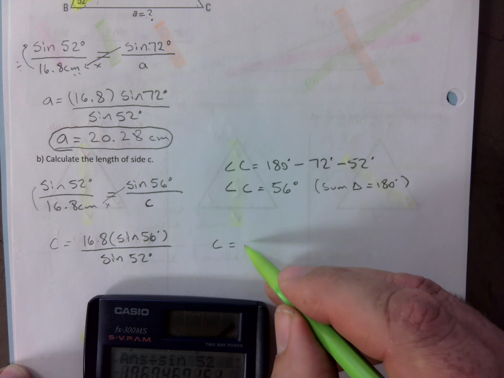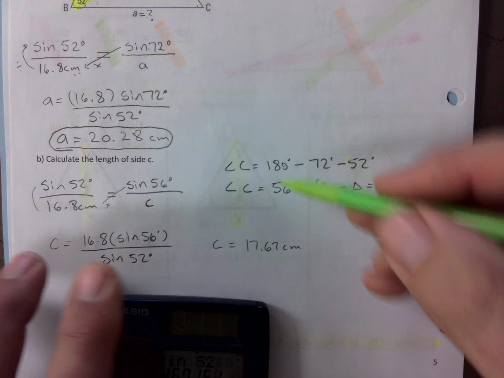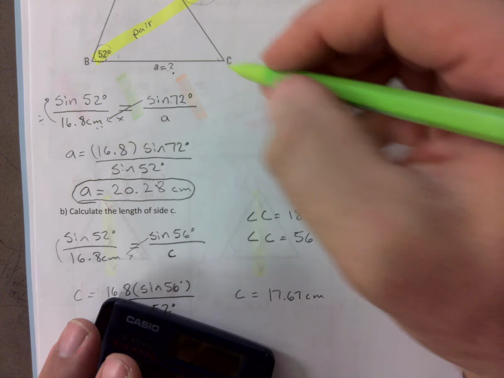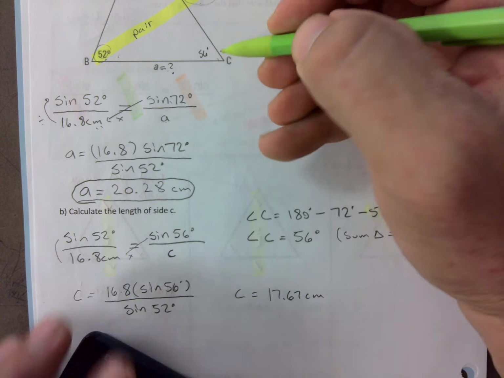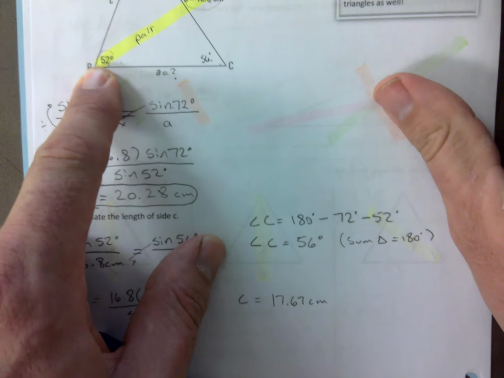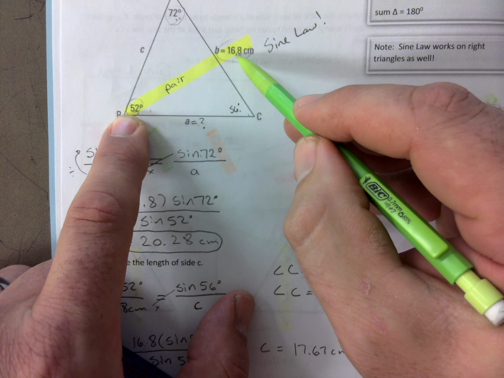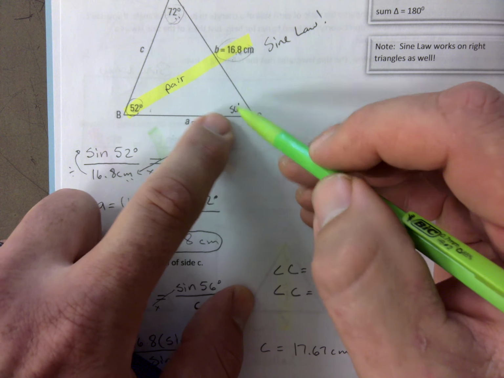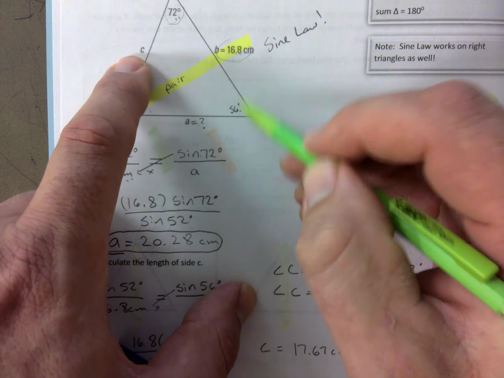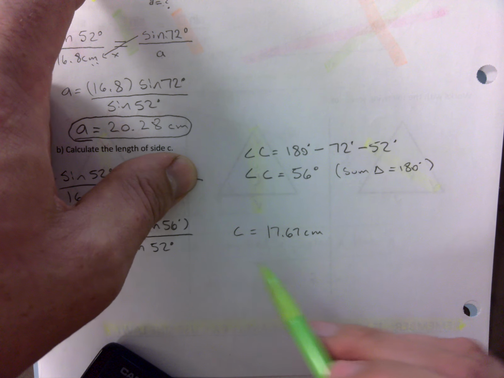Does that make sense? Watch this, right? If this is 56, I can now write it in here if I want. This one is slightly bigger than that one, right? Can you see? So 52 has a side of 16.8 across from it. 56 should have a side that's slightly longer than that, which it is. It's 17.67.